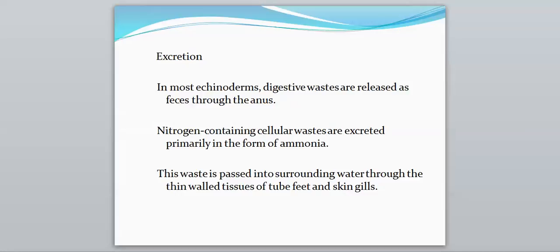For our last part of this video, excretion. In most echinoderms, digestive wastes are released as feces through the anus, so they actually do have a mouth and an anus. The nitrogen-containing cellular wastes are excreted primarily in the form of ammonia, which again is typical of a lot of our other groups. This waste is passed into the surrounding water through the thin-walled tissues of the tube feet and the skin gills.